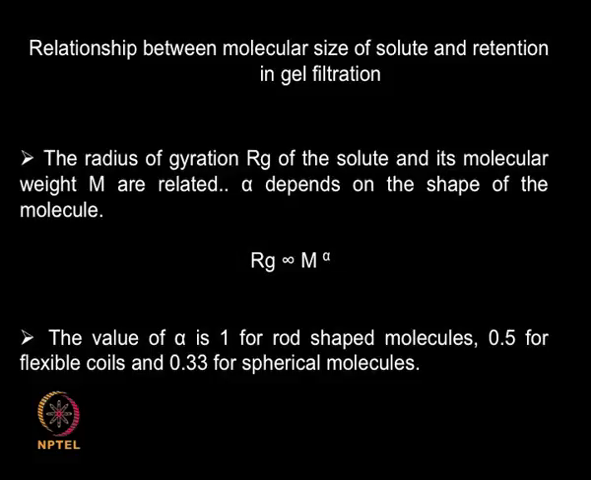If the shape of the molecule is like a rod, then alpha will be 1, that means Rg is proportional to m. If it is like a flexible coil, alpha is equal to 0.5, that means Rg is proportional to square root of m. Okay. If it is spherically shaped, then Rg will be proportional to m raised to the power 1 by 3. So depending upon the shape of the molecule, the radius of gyration changes as a function of molecular weight m.